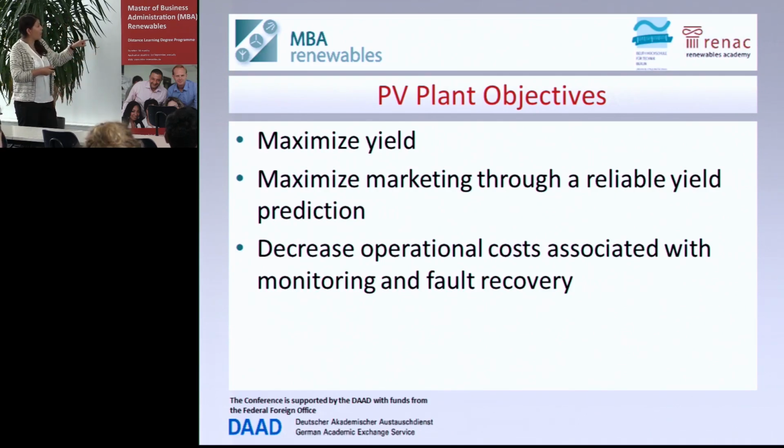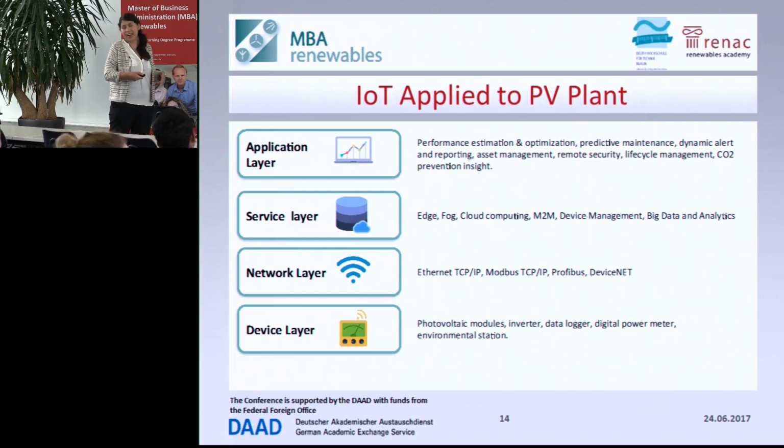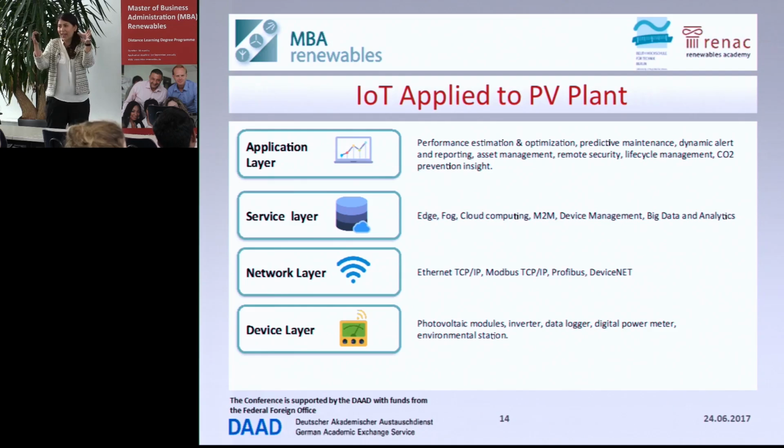And also, we have to decrease operational cost, as you said, with monitoring and fault recovery. So what are the things in a PV plant? Of course, photovoltaic modules, inverter, data logger, digital power meter, environmental station. So we can have an environmental station on site and provide a better weather view. There are several protocols here to communicate those devices.